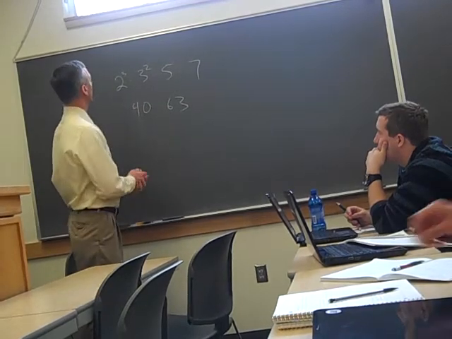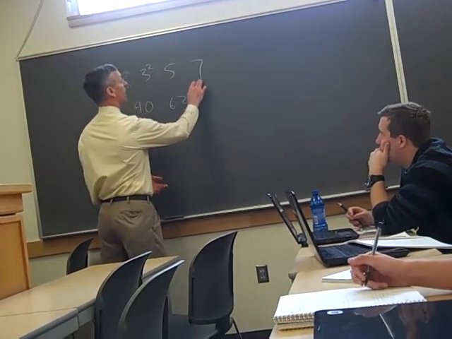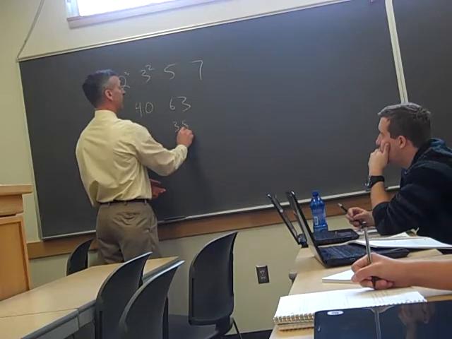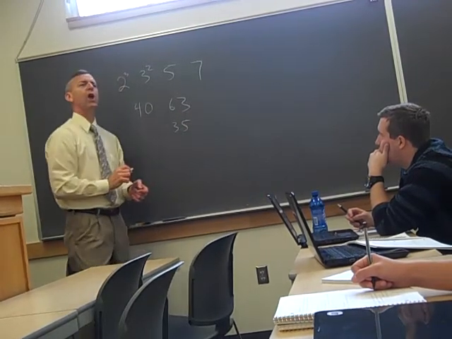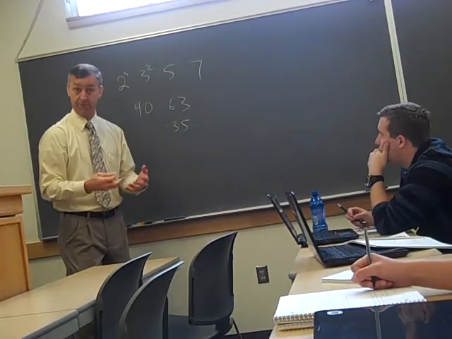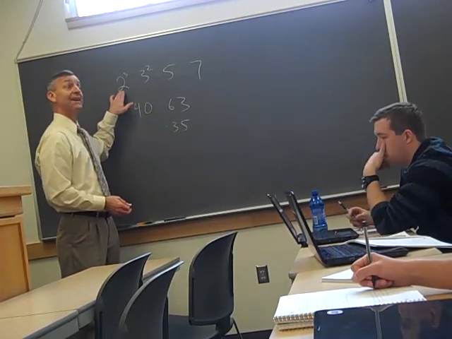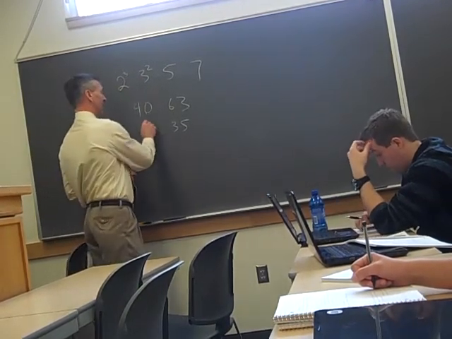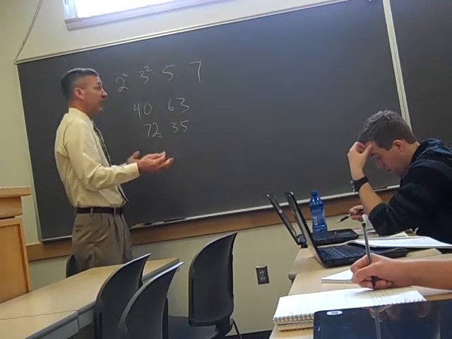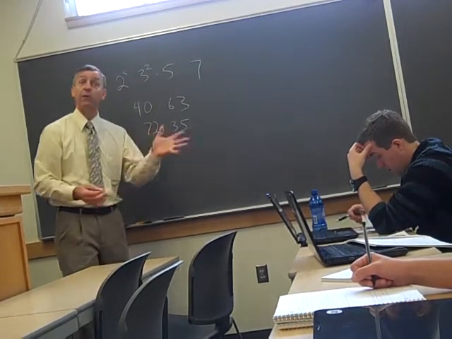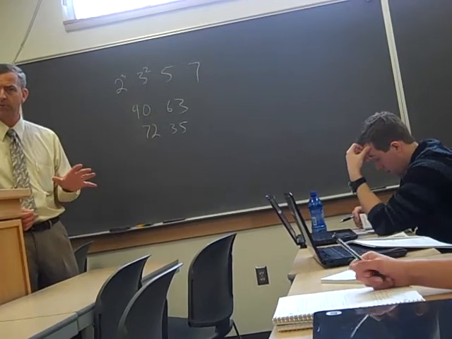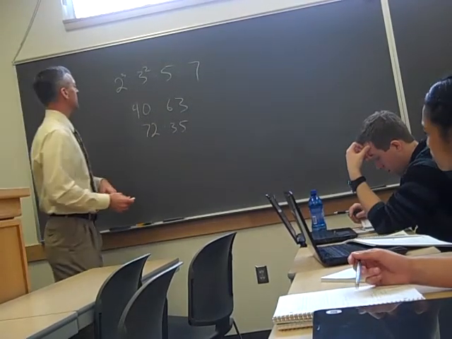Let me show you what else we could do. We could say 5 times 7 is 35, and its partner will be all of the other factors, which is what? 9 times 8, which is 72. So I don't know what the number is, but I know that 72 times 35 will give it to me. Are you with me? Let's try this one.